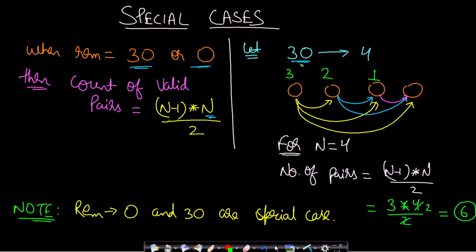If the count of remainder 30 is 4, then the number of pairs will be n into n minus 1 by 2. That will be 4 into 3 by 2, which will be 6. It will make 6 valid pairs, and I have drawn the diagram. You can take the first one and it can make 3 different pairs. For the second one it can make 2 unique pairs, and for the third one it can make only 1 unique pair. If you add them together, it will be 3 plus 2 plus 1, which comes out to be 6. This is how we can find the count of valid pairs for 30 and 0.